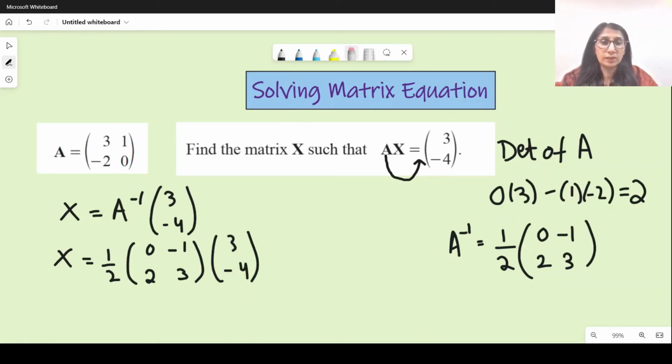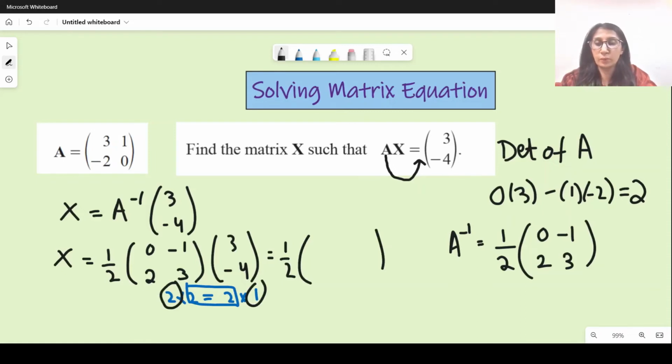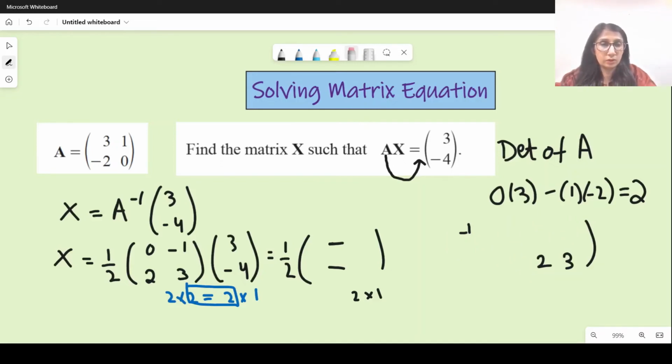So now I need to multiply the two matrices. So we have 2 by 2 here and 2 by 1 here. Multiplication is possible because these two numbers are the same, and the resultant matrix will have an order of 2 by 1. 2 by 1 means it will have two rows and just one column. So it's going to look like this. So now I need the individual entries. So I'll do the working over here.